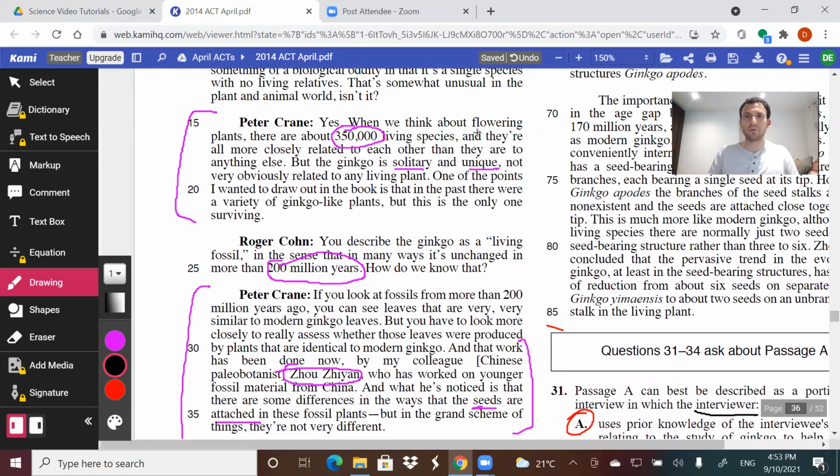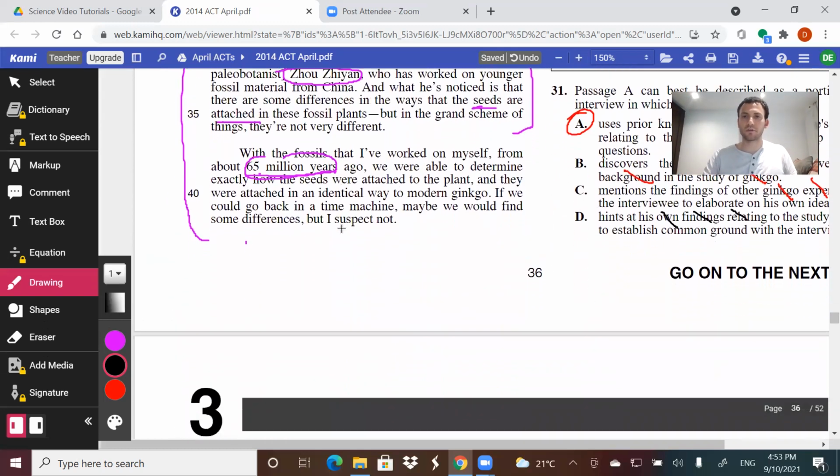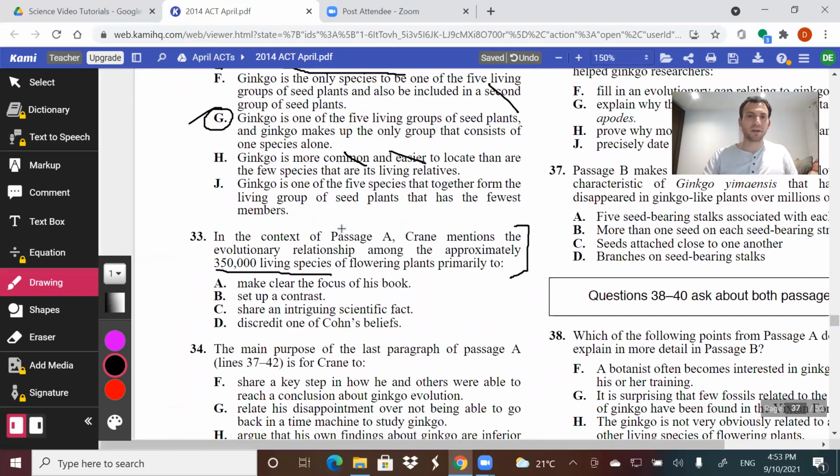So he says, yes, when we think about flowering plants, there are about 350,000 living species, and they're all more closely related to each other than they are to anything else. But the ginkgo is solitary and unique, not very obviously related to any living plant. So he's showing how solitary and unique the ginkgo is. There are hundreds of thousands of species, and they're all closely related in some way or another, but the ginkgo is not.